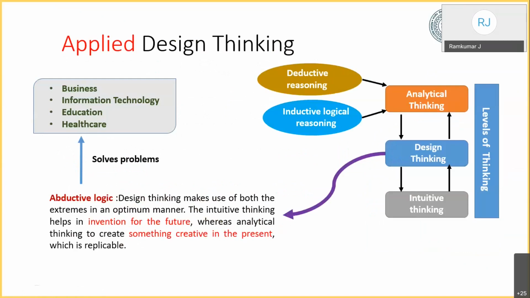Design thinking approach is not analytical, and is not intuitive. It is a combination of these two. When we talk about the analytical thinking process, it is deductive reasoning and inductive logical reasoning. So this is the design thinking approach, where we use abductive logic. Design thinking makes use of both the extremes in an optimum manner. The intuitive thinking helps in innovation for the product, whereas analytical thinking helps to create something creative in the present, which is replicable. So when we try to solve problems, it solves business problems, information problems, education problems, healthcare problems. All these use these techniques.